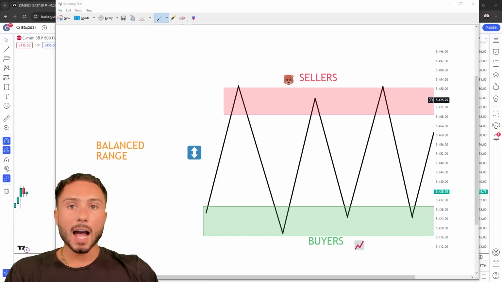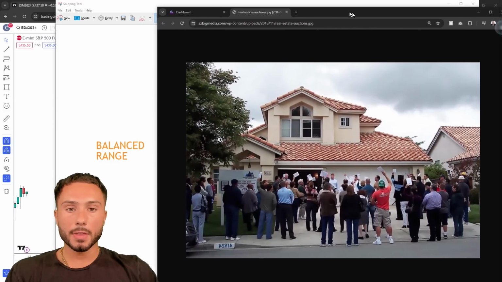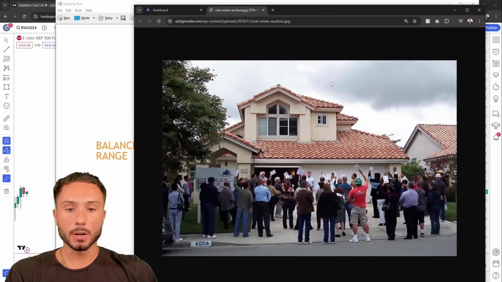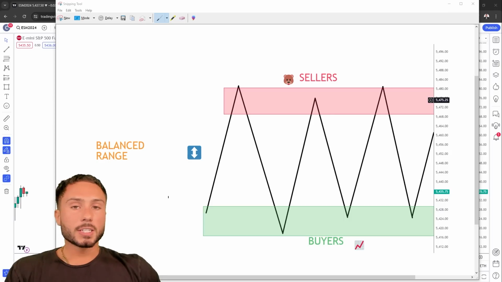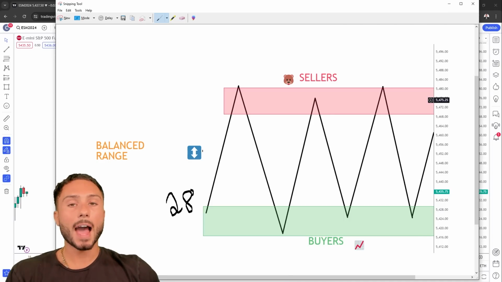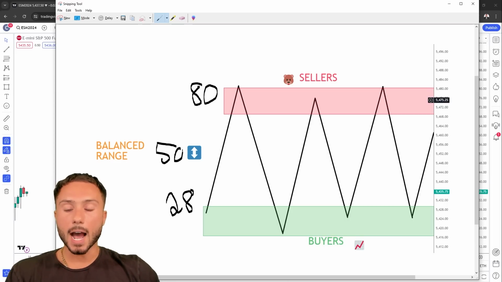To validate this concept even further, let's relate this to a real estate auction. Let's put ourselves in the position of a seller of a home. We own this house and we want to sell it and get the best bang for our buck. Just to make this simple, down here, let's say the price of the house is $28,000, and up here, the price of the house is $80,000. And in the middle, let's call it $50,000.